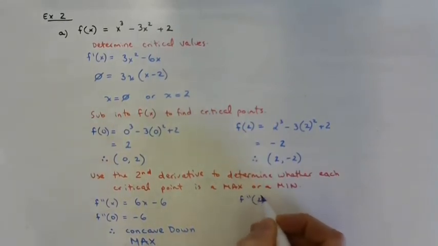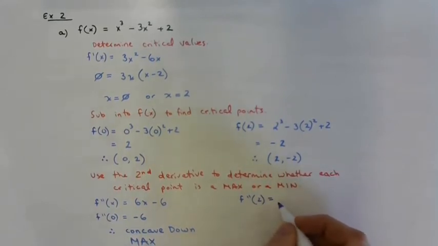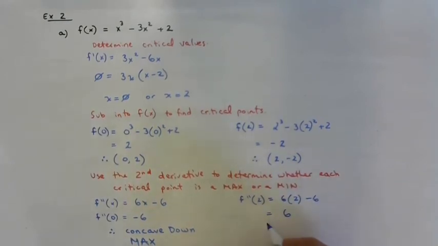And we sub in 2 to our second derivative function, which would give us 6 times 2 minus 6, which would give us positive 6. Therefore, concave up, and a minimum occurs at 2, negative 2.